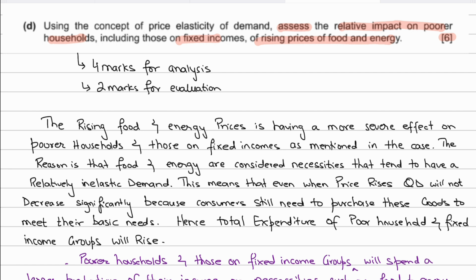So the rising food and energy prices will obviously have a more severe effect on poorer households and also those on fixed incomes, because as mentioned in the case, right? And the reason is that food and energy are considered necessities, which obviously have a relatively inelastic demand, which means that even when prices rise, quantity demanded will not decrease significantly, because consumers still need to purchase these goods to meet their basic needs.